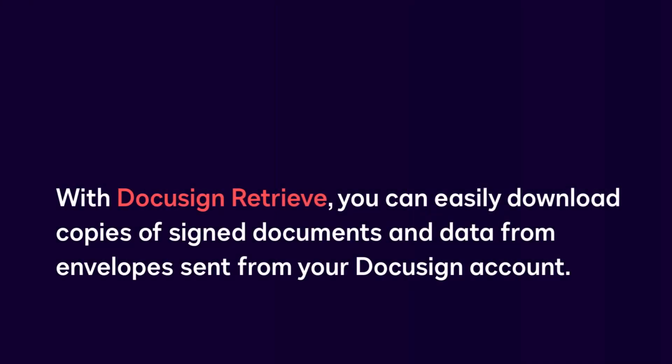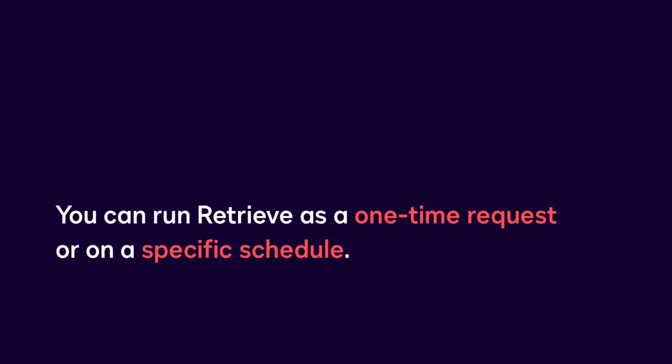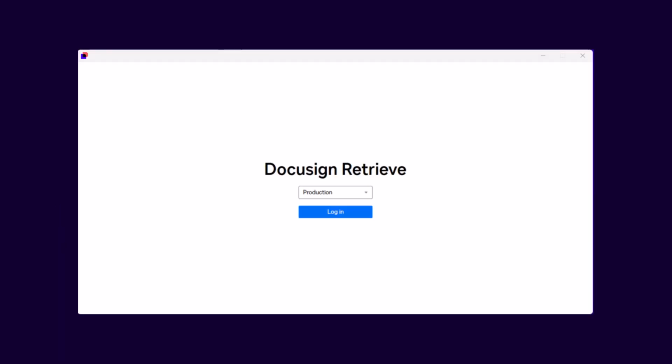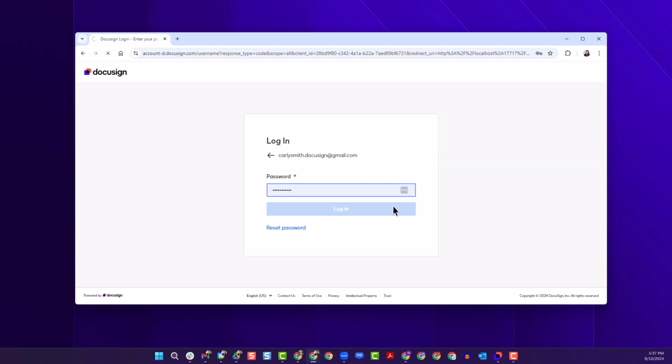With DocuSign Retrieve, you can easily download copies of signed documents and data from envelopes sent from your DocuSign account. You can run Retrieve as a one-time request or on a specific schedule. To log into Retrieve, select your environment and enter your DocuSign account credentials when prompted.